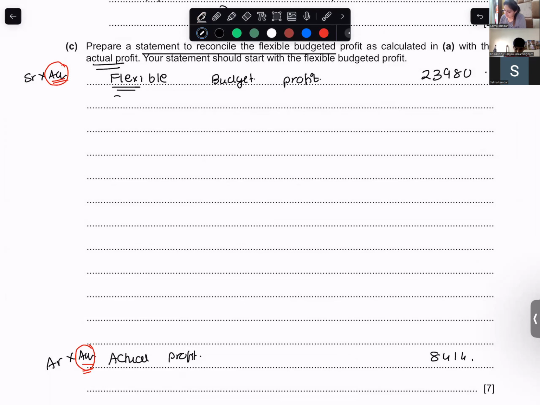Miss, like you said, there'll be a difference in the variance. Sales volume will not be there. Then we have sales price variance. Then direct material, what variances do we have? You have to find the names first. Give me the names first.